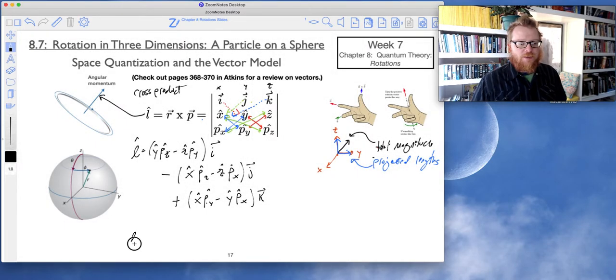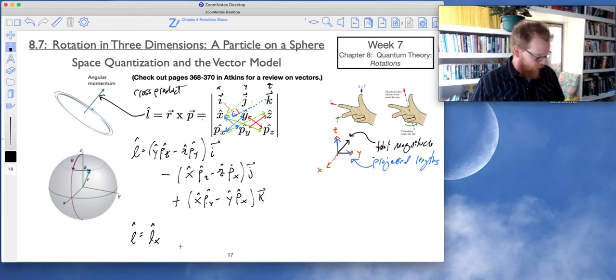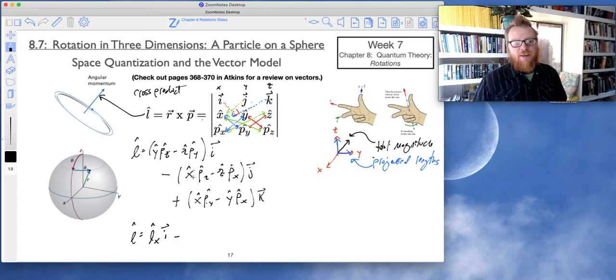So what we can do with this now, let's see here. I'm going to call this I component, so this y pz minus z py, I'm going to call that Lx operator, okay, times the I vector, right? Minus, and then x pz minus z px is going to be Ly operator times the j vector, okay? And then now we go plus for the k dimension, which is z, and x py minus y px is going to be Lz times the k vector.